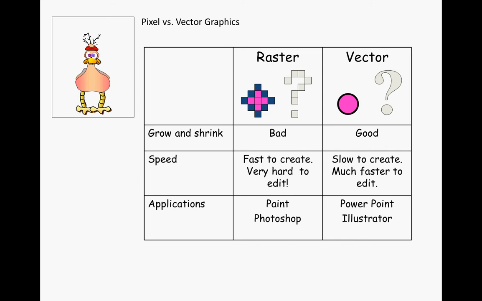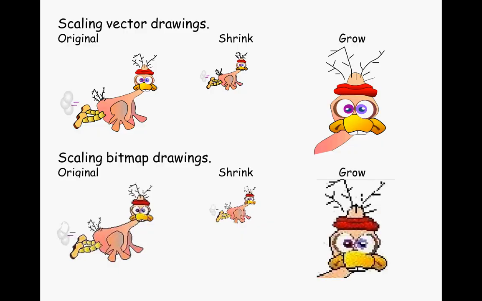Raster image applications: you can use Paint and Photoshop. Vector applications: you can use PowerPoint and Illustrator. Scaling vector drawings: the original is clear to see, and as it shrinks, it is still clearly visible. And as you zoom in, you are still able to see it clearly.